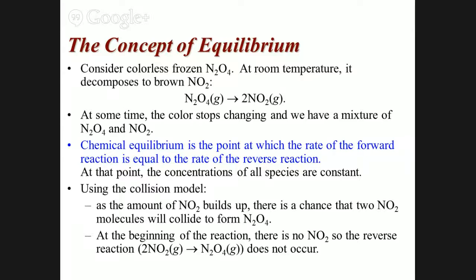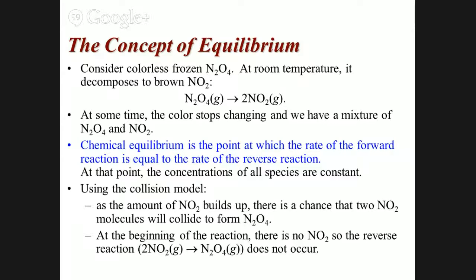At some time, however, the color stops changing. In other words, we don't have very much NO2 at first. So even though it's a brown gas in the chamber, it's just barely brown. And then it gets darker and darker as we make more of it. But eventually, color doesn't get any darker. And we have a mixture of both N2O4 and NO2 at that time. So we've reached chemical equilibrium. The forward reaction, in other words, N2O4 making NO2, is equal to the reverse reaction.